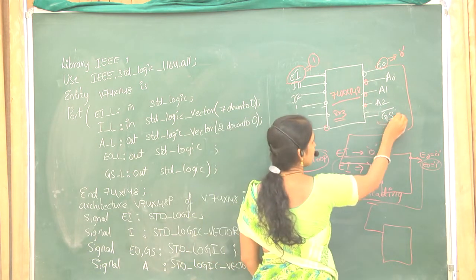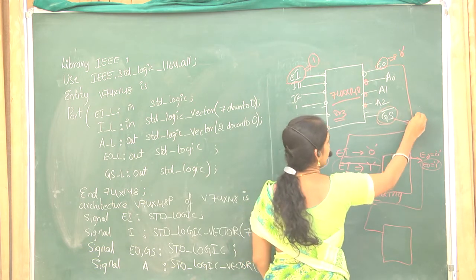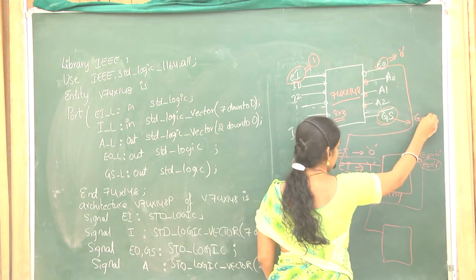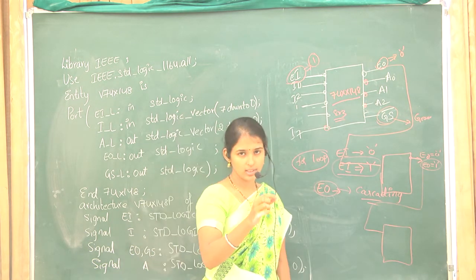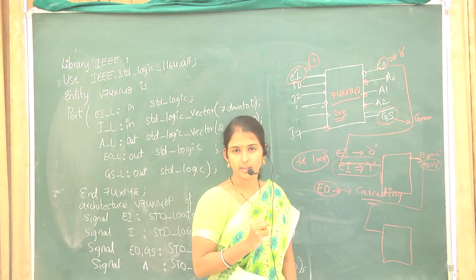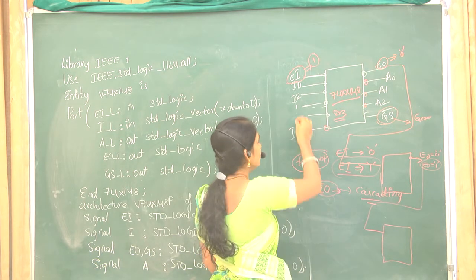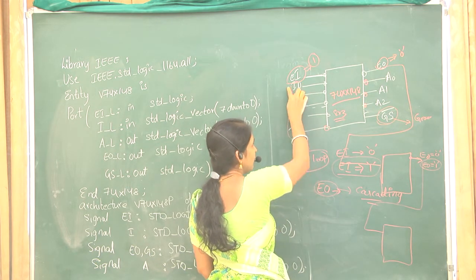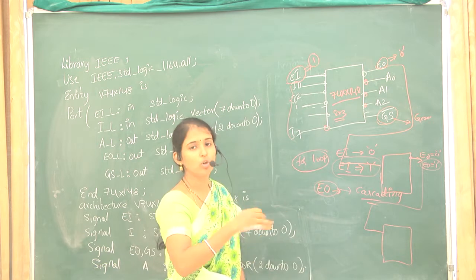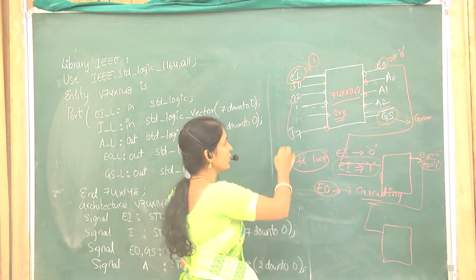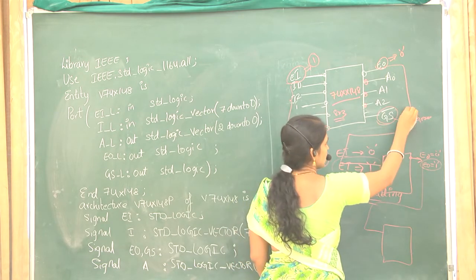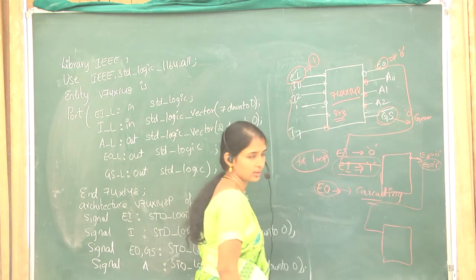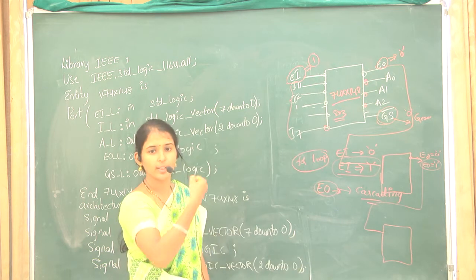Okay, this is your group select. GS is nothing but your group select. Group select is also called, to remember it easily, 'got something'. That means you have assigned one or more of the inputs. If you are assigning one or more of your inputs, then group select, GS bar, will be 0. That means you have got something from the input.